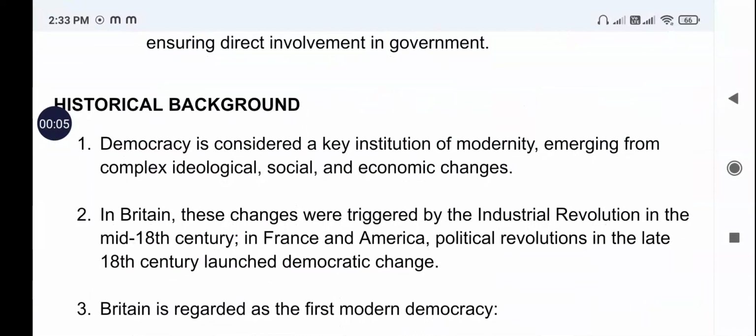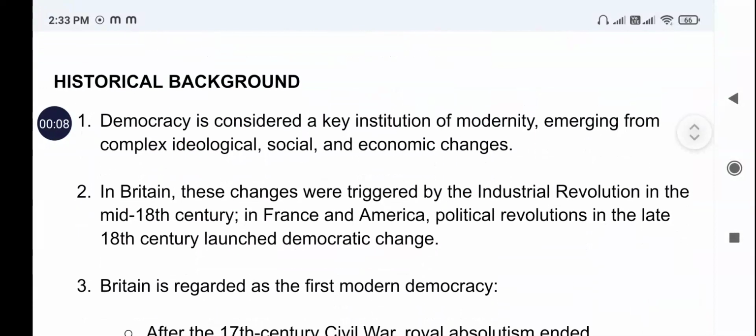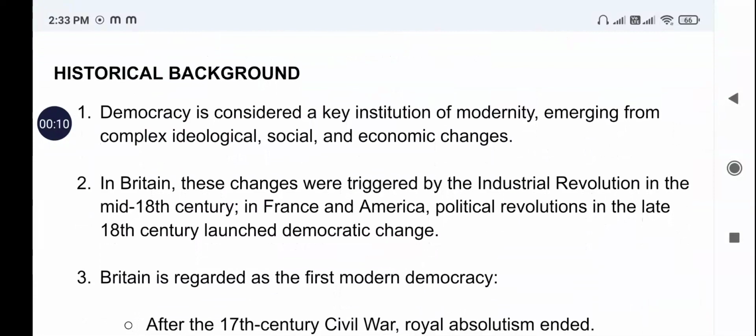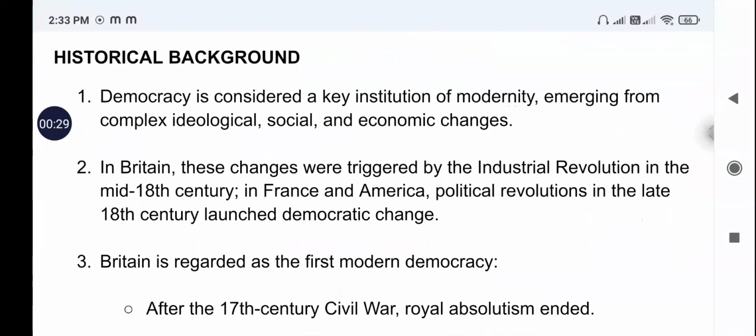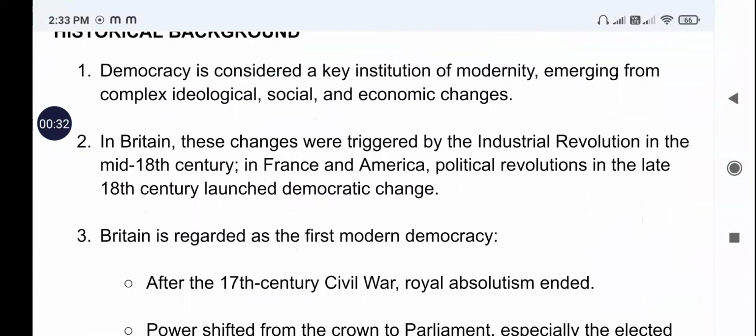Historical background. Democracy is considered a key institution of modernity, emerging from complex ideological, social, and economic changes. We are going to analyze this by countries. In Britain, these changes were triggered by the Industrial Revolution in the mid-18th century.